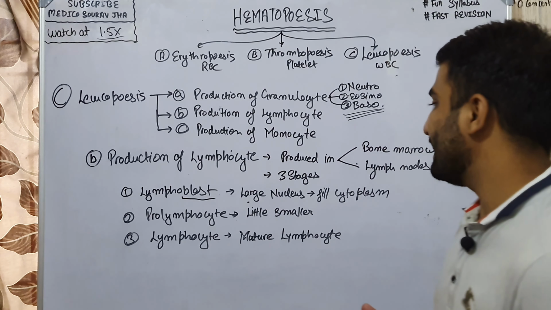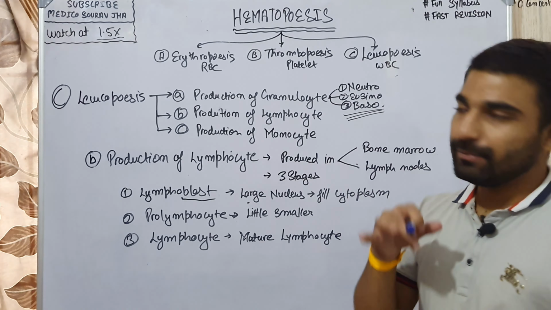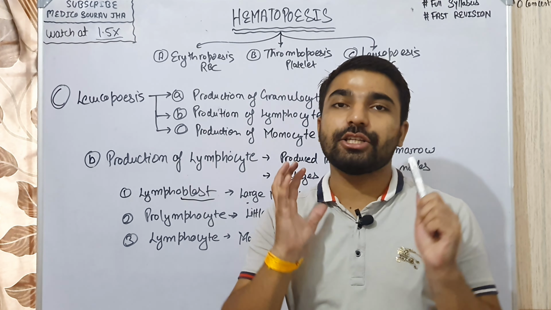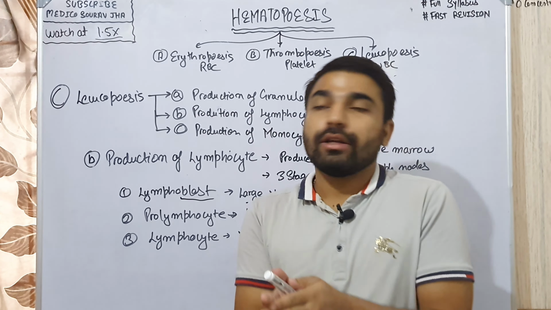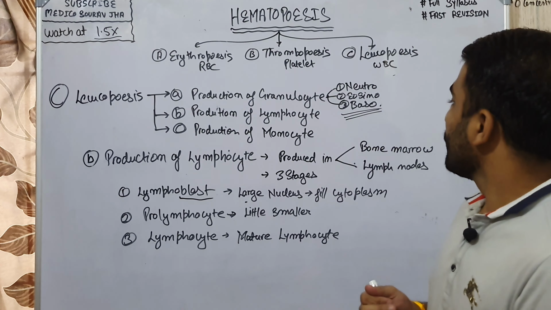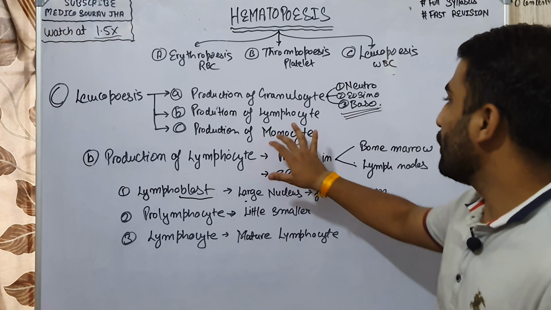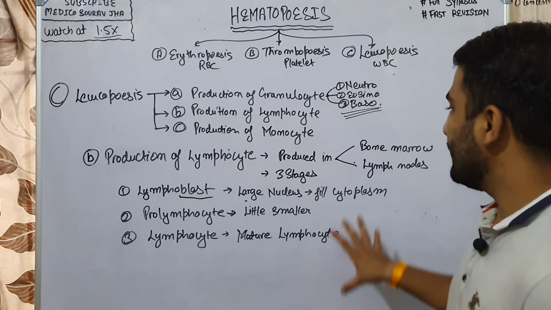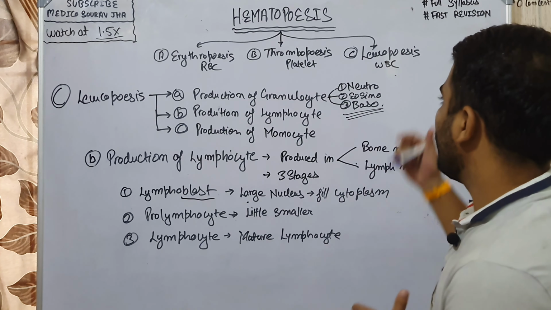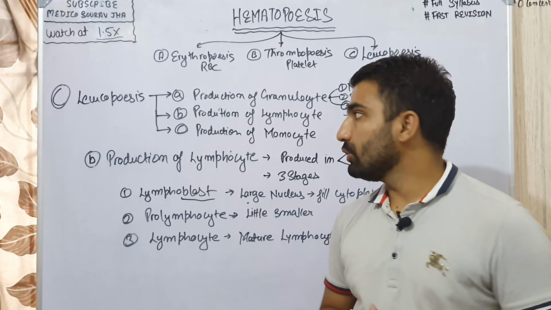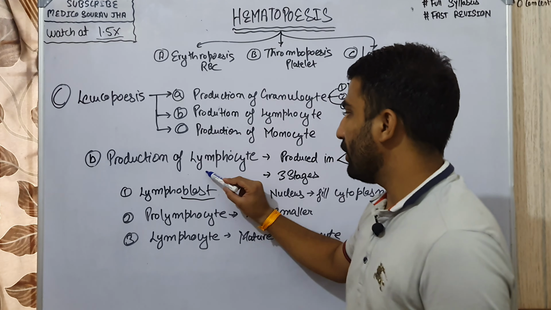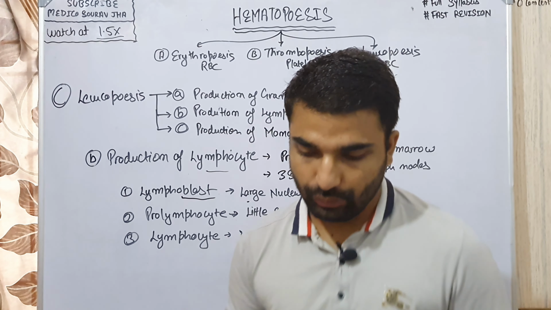The lymphoblast, the blast cell, has a large nucleus which almost fills the cytoplasm. The prolymphocyte is a little smaller than the previous. The lymphocyte is the mature lymphocyte, which is totally mature and can now perform the functions of the lymphocyte. Okay, so now we are heading towards the production of monocytes. The lymphocyte is like the main component of the agranulocytes, and in the granulocytes, neutrophil is the main component. So you must be aware of how the neutrophils are produced, and you must be aware of lymphocytic production.